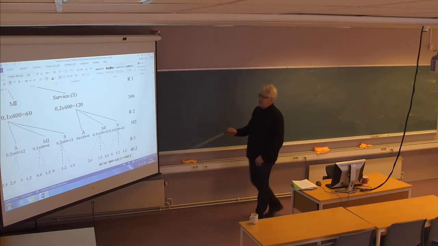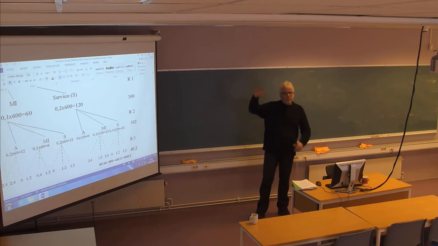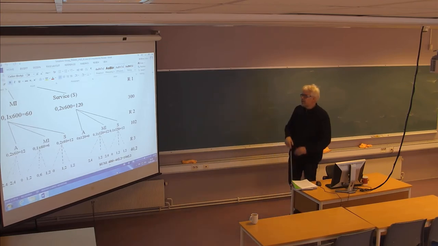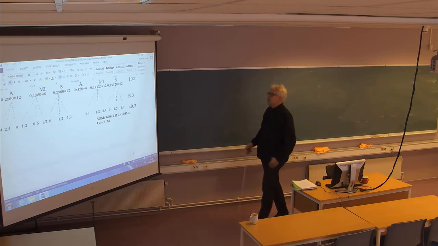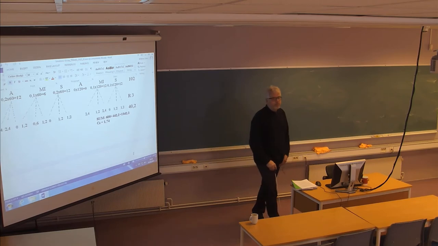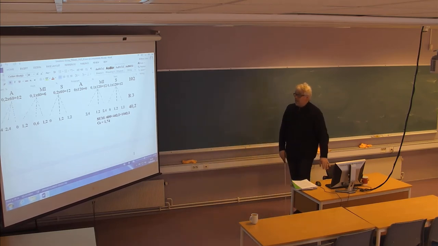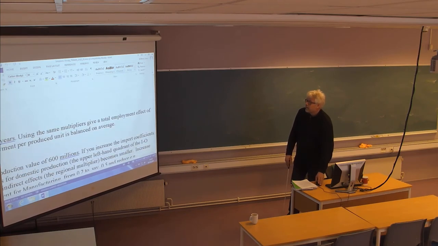and then the same exercise for the third round, and you see that this approaches zero quite rapidly. So we stop with three rounds and we get a multiplier of 1.74, which is simply the result if you take 1042.2 and divide by 600, you get 1.74, which is the correct multiplier. And I saw that some of you had made that correctly.